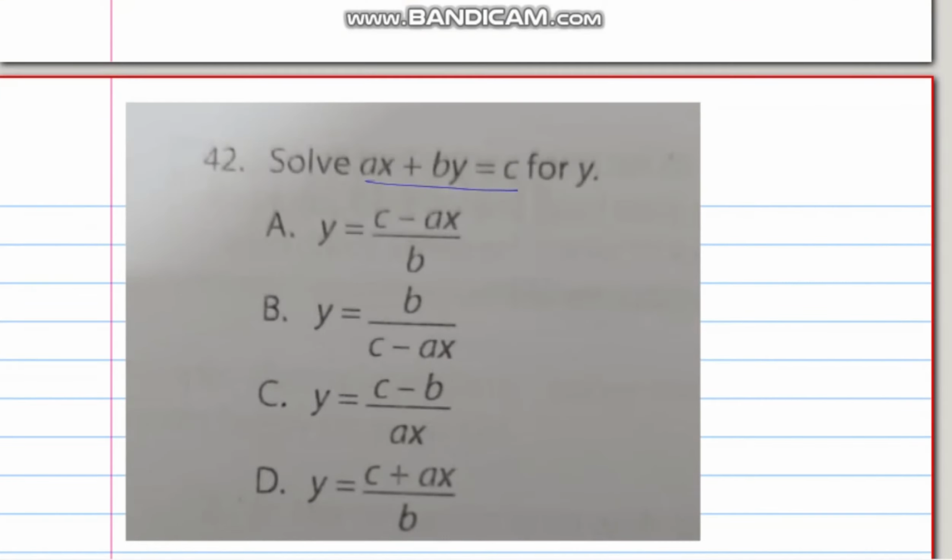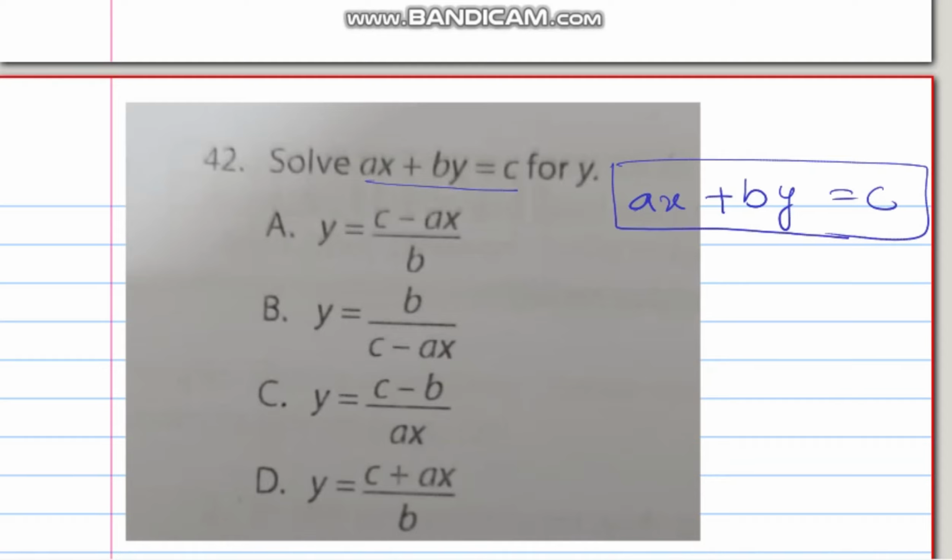First of all, let's analyze what type of equation this is. ax plus by is equal to c. Now tell me, is this equation quadratic or not? It is not quadratic. Why? Because it doesn't have the power of 2. Yes, very good. You will say that it does not have the maximum power of 2.